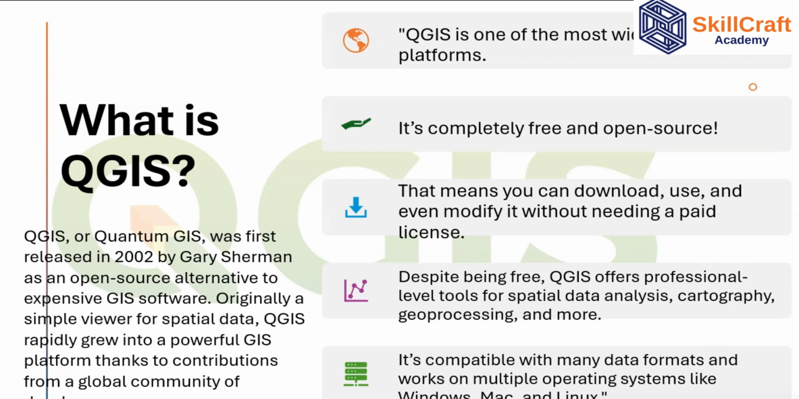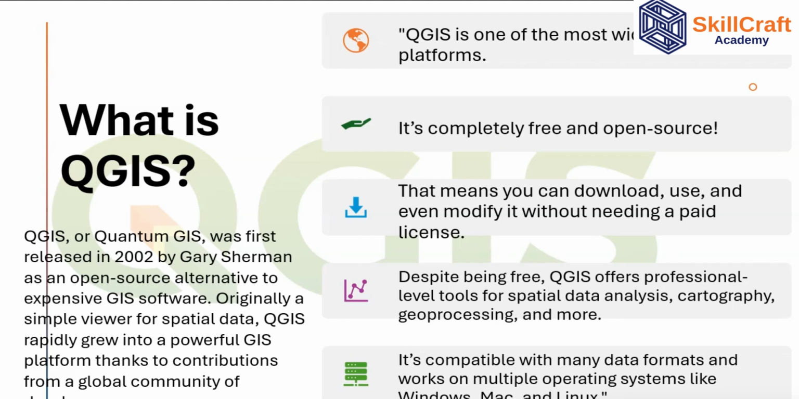Now, what is QGIS in itself? QGIS is a GIS software. It started as Quantum GIS and it was released in 2002. It is one of the most widely used GIS software in the world. And if you are asking why QGIS, there are other GIS software. Why we are going for QGIS is because it is one of the most widely used GIS platforms. The second one is that it is completely free and open source. That means you don't have to pay anybody to download or to use it. You can download, use, and modify it without buying a license.